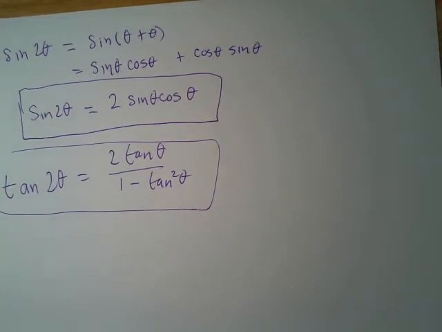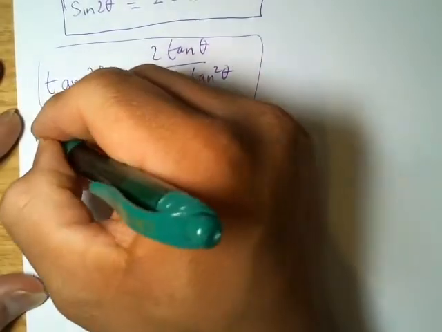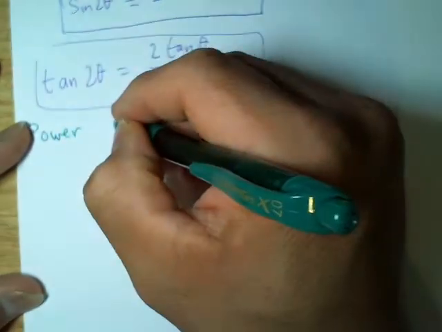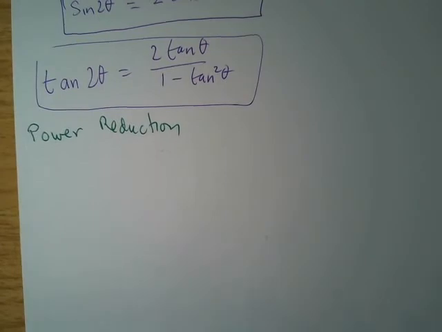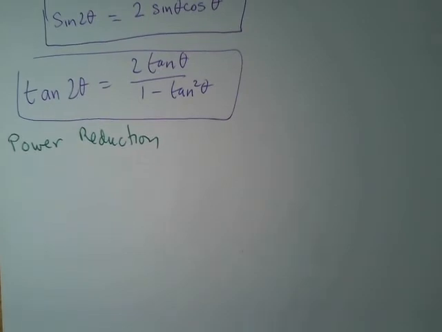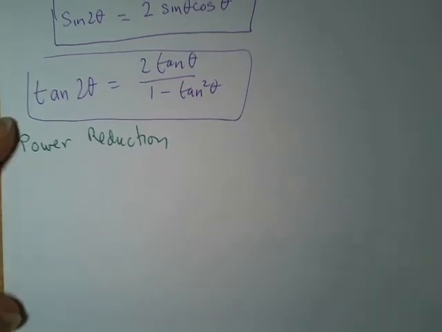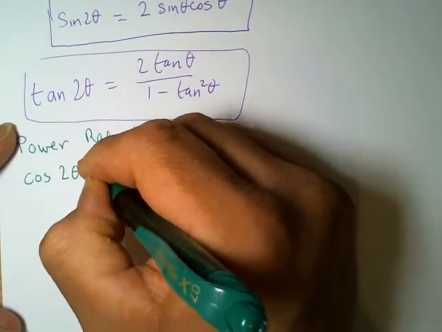The next type of identities we're going to look over is called a power reduction identity. In calculus for sure, and in some problems here, this might be helpful. It's useful when you have a sine squared or a cosine squared and you really don't know how to work with it, or it's just not easy to work with. It'd be nice if it was just a sine or a cosine, not squared. That's where these power reduction formulas come into play.